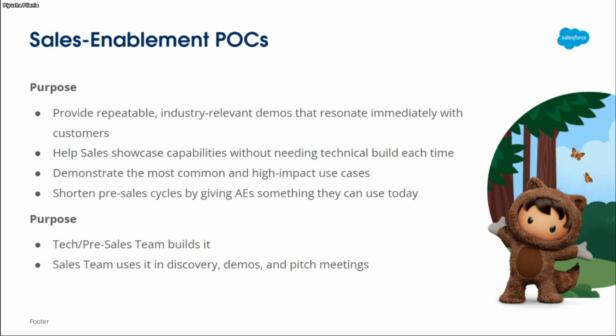It obviously doesn't cover the entire product cycle, but it covers the most common and high impact use cases, so that your customers feel like, okay, this is something really amazing. We can get started from here and then we can build on it. As I mentioned, the purpose is to use it in discovery, demos, pitch meetings, etc. Normally, the tech team is the one who builds it. The sales team helps in identifying the patterns across their deals. And then sales, pre-sales, and tech team all sit together and identify those use cases. And then these kinds of POCs are built by the tech team.